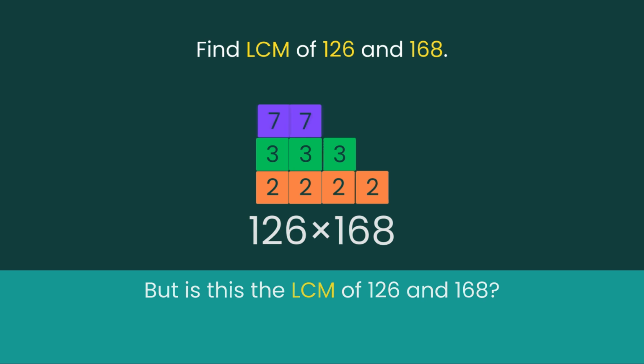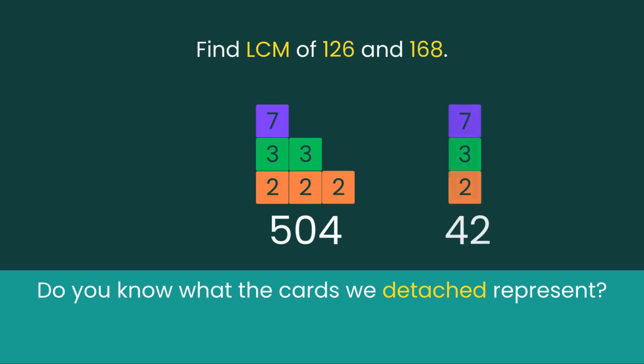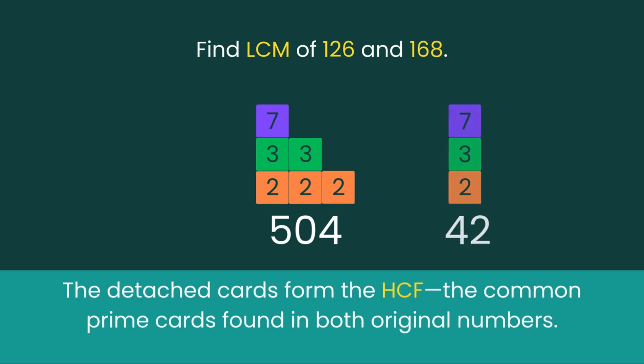But how do you know? Exactly. We can detach the extra card of 2, a card of 3, and a card of 7, leaving behind the smallest possible number that still contains both original numbers. Here is an interesting part. Do you know what the cards we detached represent? Exactly. They form the highest common factor, HCF, the common prime cards found in both original numbers.